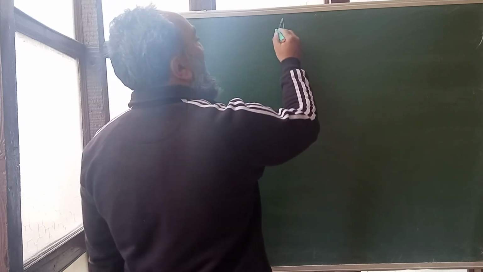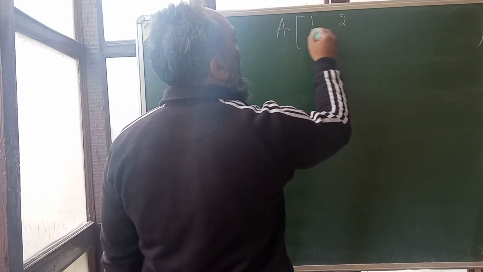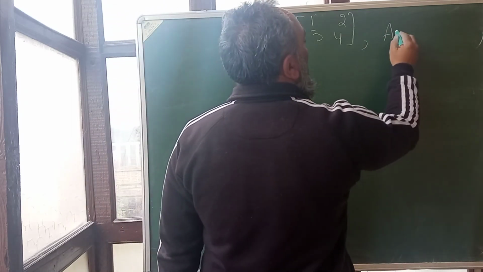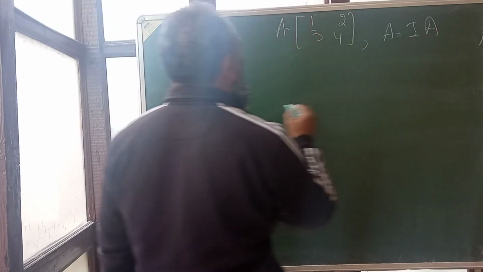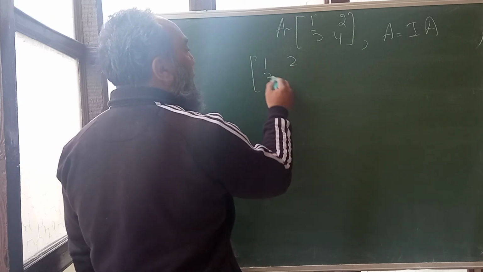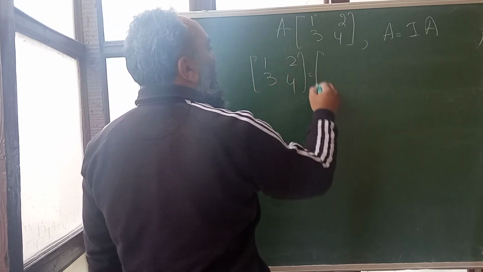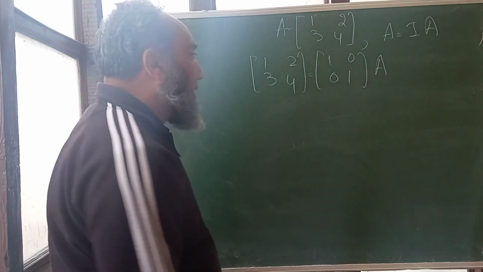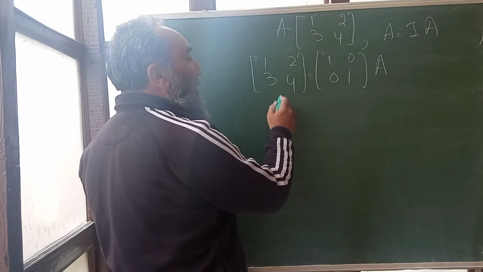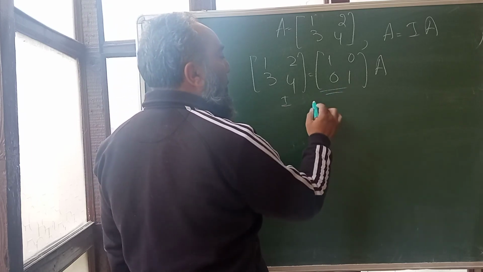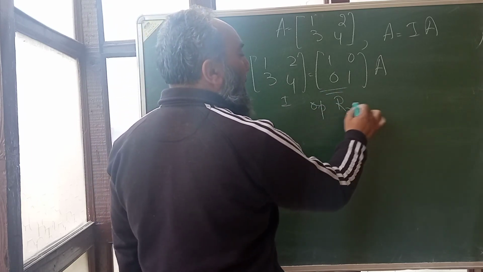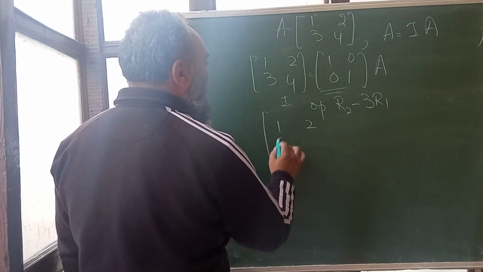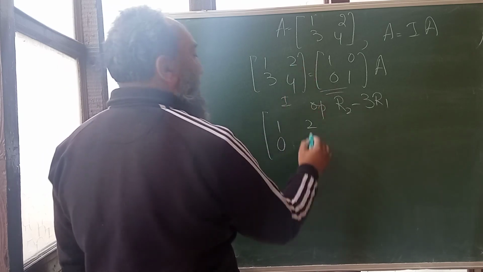See, A equal, we have just now seen, it is 1, 2, 3, 4. I can write A as I into A, means A 1, 2, 3, 4 as 1, 0, 0, 1 and this A as it is. Let me use operations. I have to make this A into I. This some other matrix. So operate row 2 minus thrice row 1. What I will get? 1, 2, 0, 4 minus 6, which is minus 2.